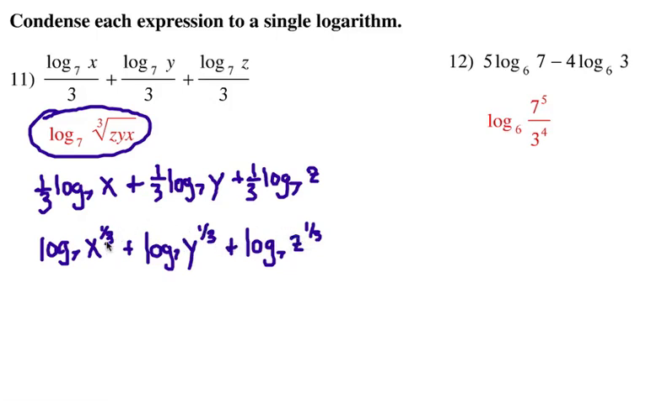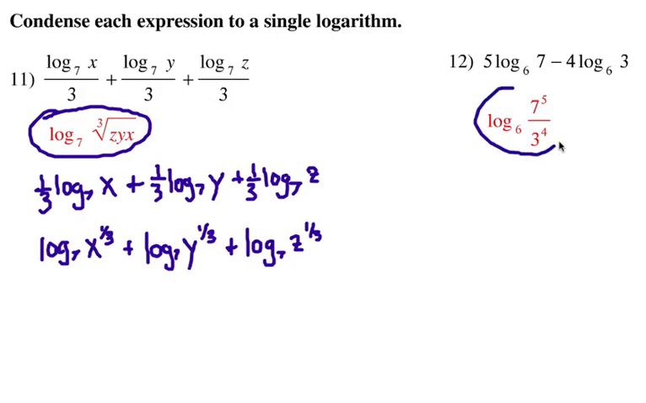As we remember, a 1/3 power is a cube root. So cube root of x, cube root of y, cube root of z, all the same log there, log base 7, plus those additions there make it multiplication. So we put it all together, and that's the simplified version of that whole log expression. All right, does that make sense? All right, a little review of some exponent properties there.